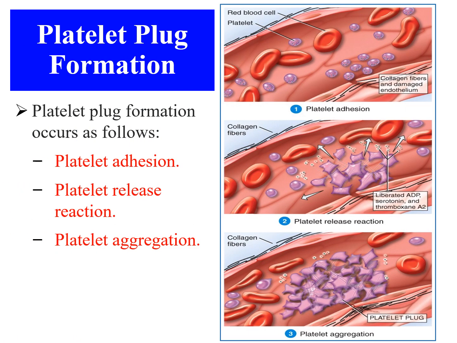The next mechanism after vascular spasm is platelet plug formation. This process or mechanism happens in 3 steps or stages: platelet adhesion, platelet release reaction, and platelet aggregation. So when the blood vessel is not damaged, blood is flowing freely and platelets are also flowing in this blood vessel without sticking to the endothelium.